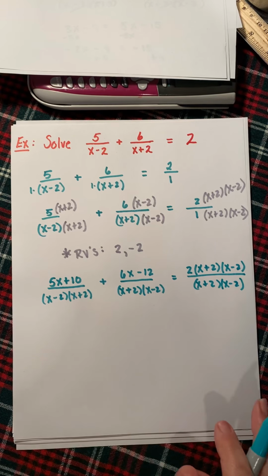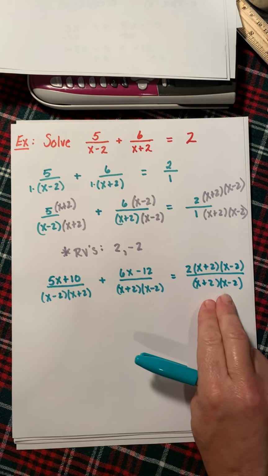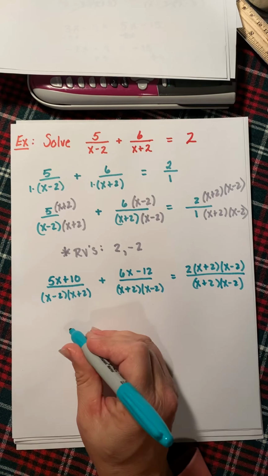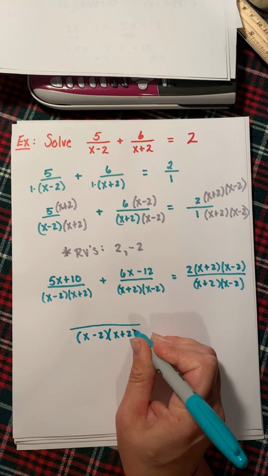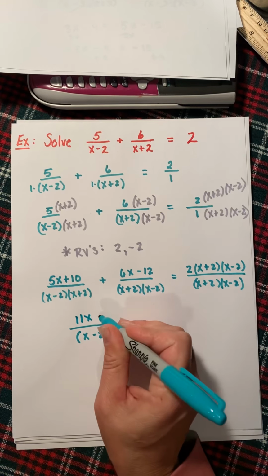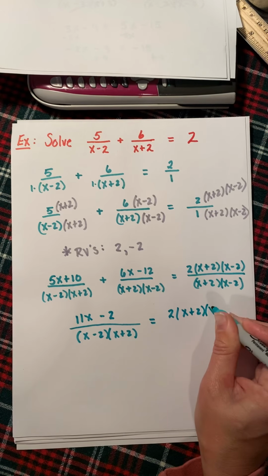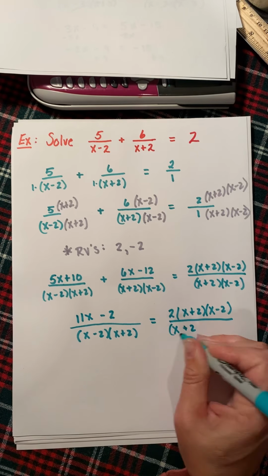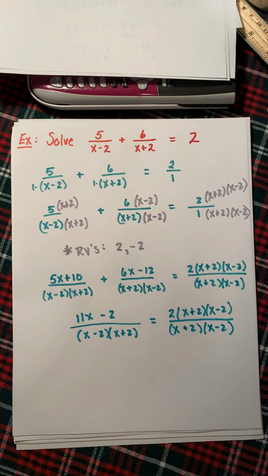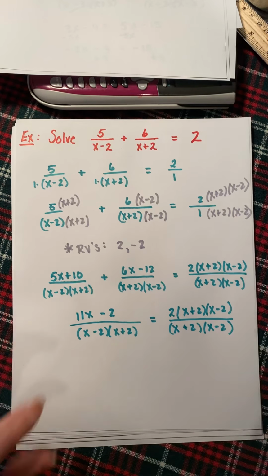Okay, now that we have common denominators across the board, we're going to get one rational expression on each side. This one's already 1. So now let's add these numerators on the left and keep the common denominator of x minus 2, x plus 2. It's going to be 11x minus 2 equals 2 times x plus 2 times x minus 2 all over, I know this is a lot of writing, x plus 2, x minus 2. All right, we're getting there. One fraction on the left, one fraction on the right with the common denominator.